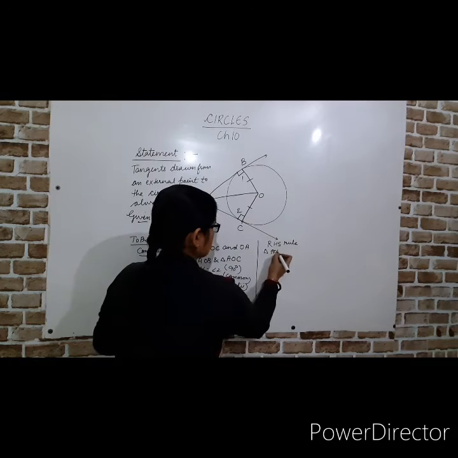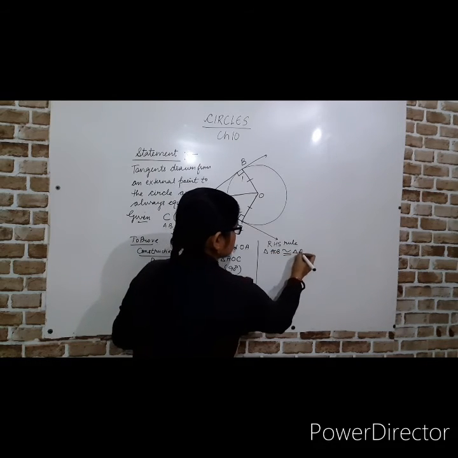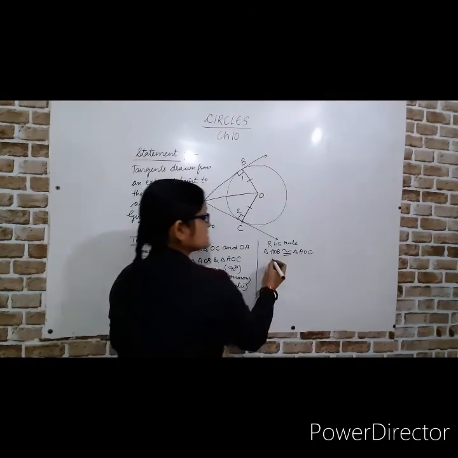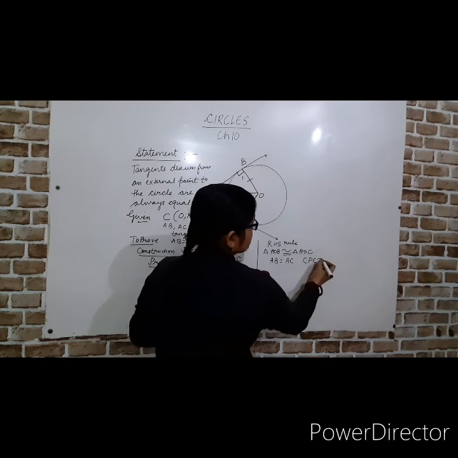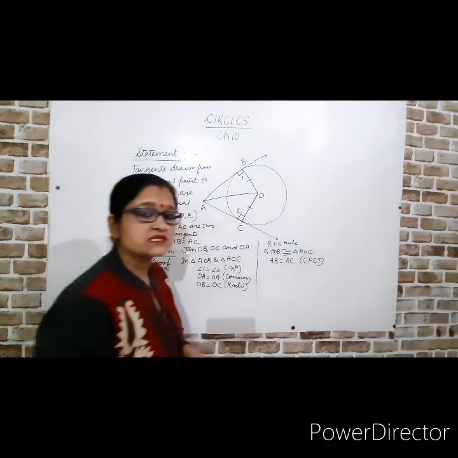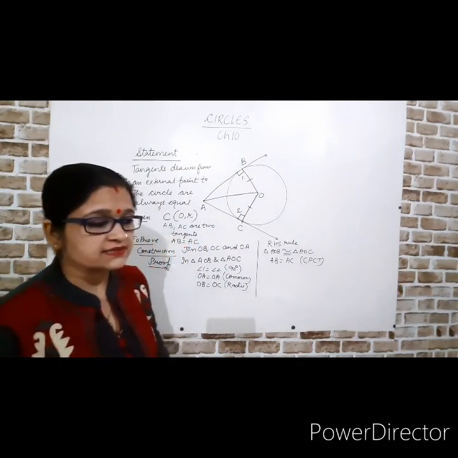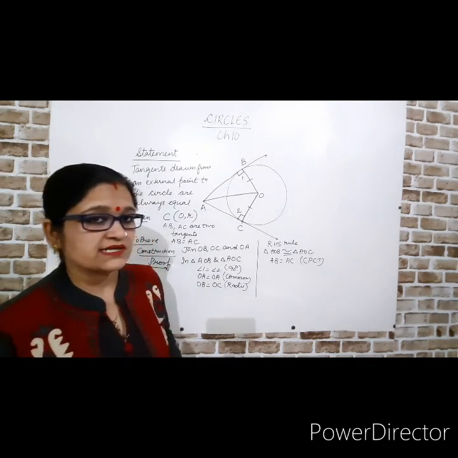triangle AOB is congruent to triangle AOC. If both the triangles are congruent, their corresponding parts are equal. So AB is equal to AC by CPCT. CPCT stands for corresponding parts of congruent triangles. So this was all about theorem number 10.2.